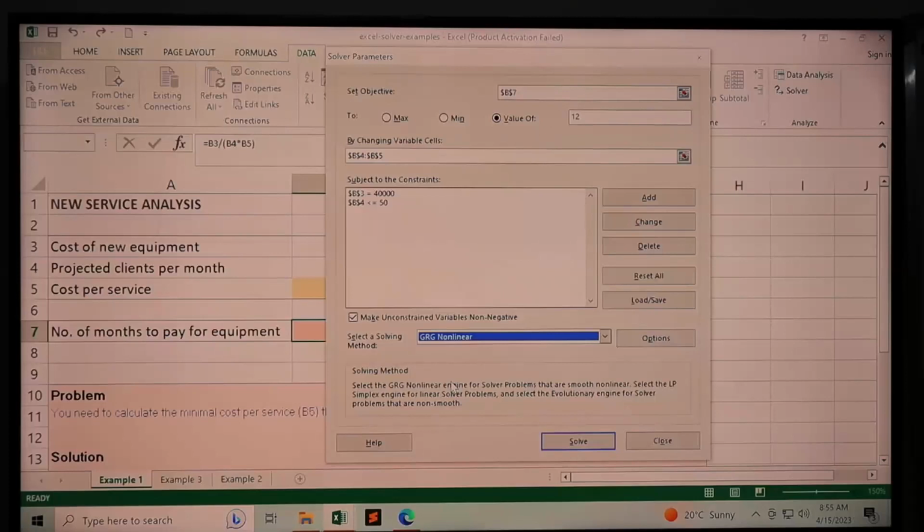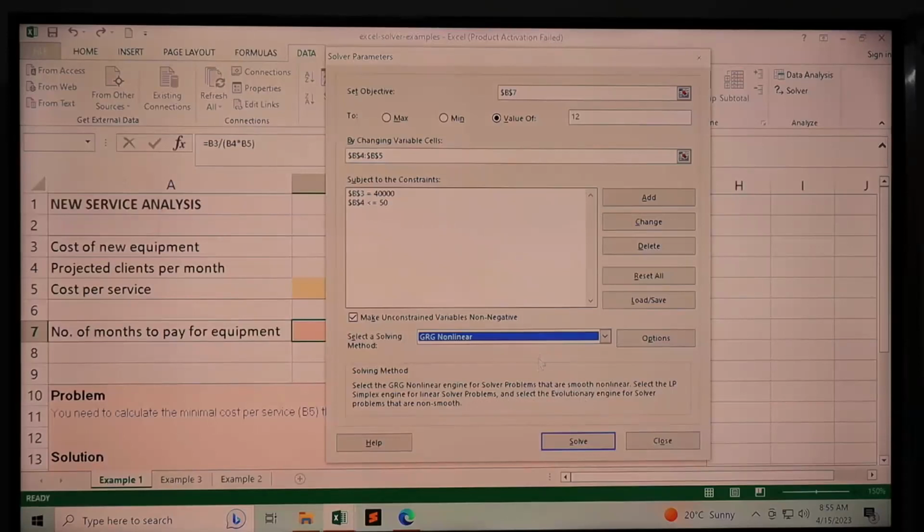The generalized reduced gradient non-linear algorithm. This will help us solve problems that are smooth non-linear. That is, non-linear here means that you don't have the linear perspective. That is one way of solving. The simplex, again, will help to solve the linear problems.